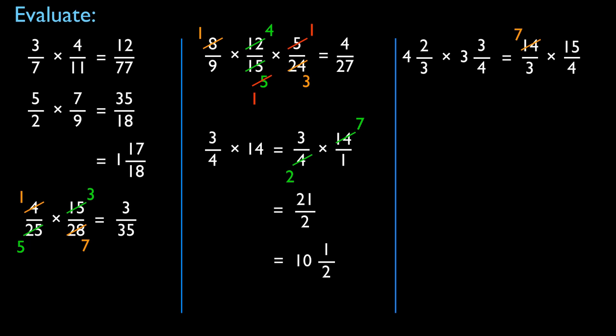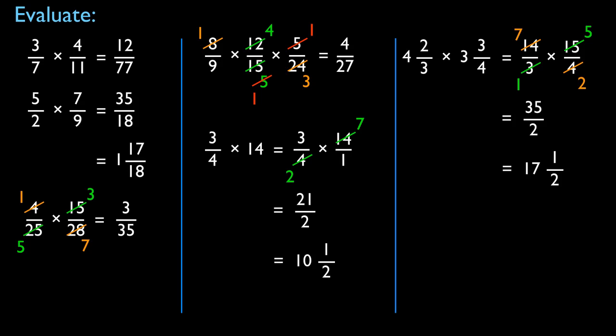Well, I can see that the 4 and 14 as before are both divisible by 2, so the 14 becomes 7, the 4 becomes 2. The 3 and the 15 are both divisible by 3, so the 3 becomes 1, the 15 becomes a 5, and so multiplying the numerators and multiplying the denominators, I finish with 35 over 2. And once again, if you want to go to a mixed number, it's just 17 and 1/2.